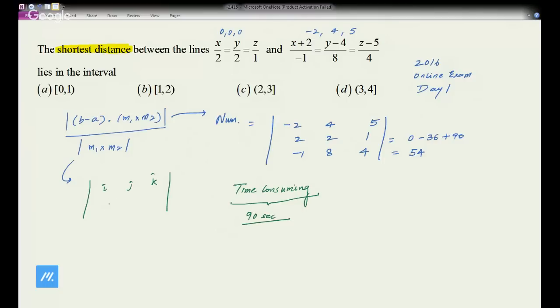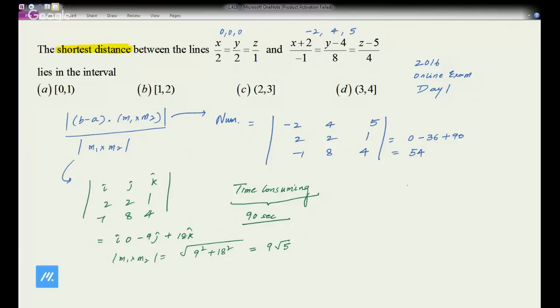Okay. So this is m1 as 2, 2, 1, and this is minus 1, 8, 4. We have already actually calculated this, right? So this will come out to be 0i minus 9j plus 18k, right? This is what you will get. And if I want to take the modulus, modulus m1 cross m2 will be nothing but root of 9 square plus 18 square, which is 9 root 5.